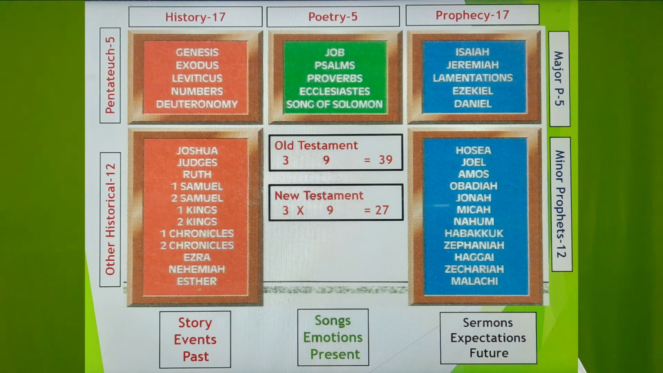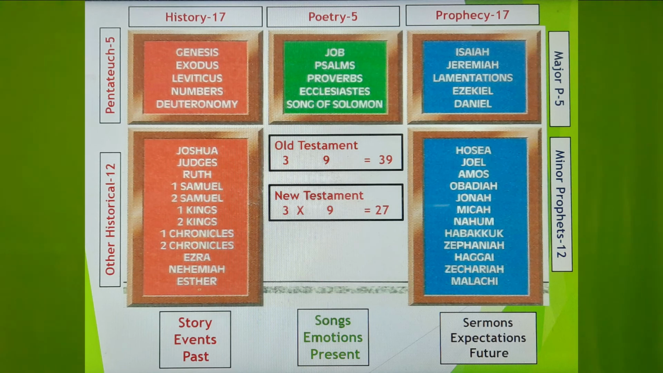You may look at the chart, everything is there. Genesis to Deuteronomy is called the Pentateuch. It is believed that Moses wrote these 5 books, and the other 12 books are called other historical books. On the right side we see that the prophetical books are divided into 2: the first 5 books are called major prophets and the rest of the 12 books are called minor prophets.